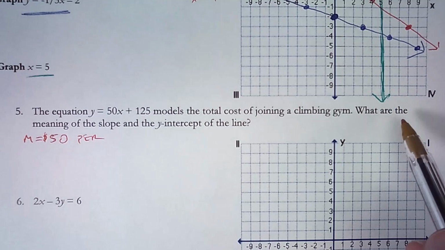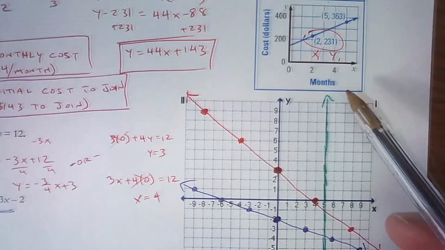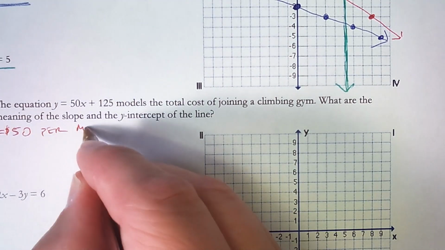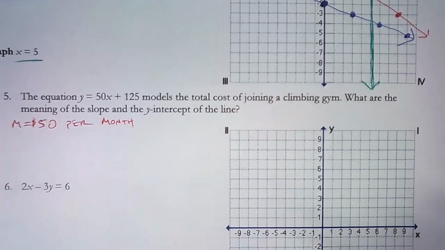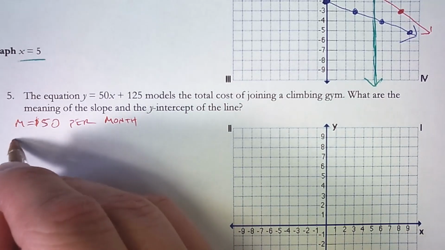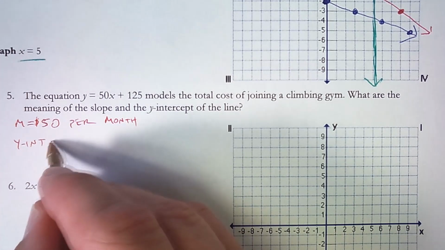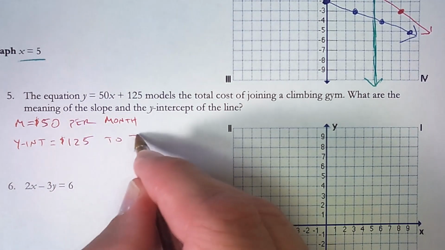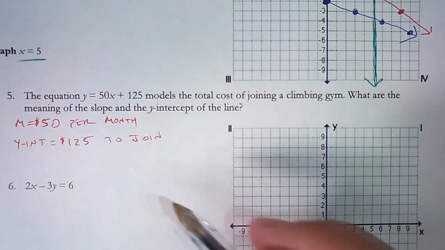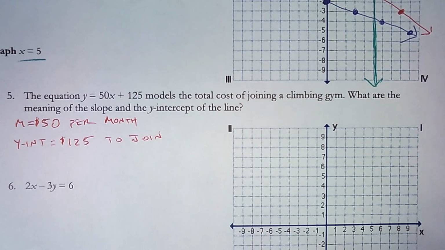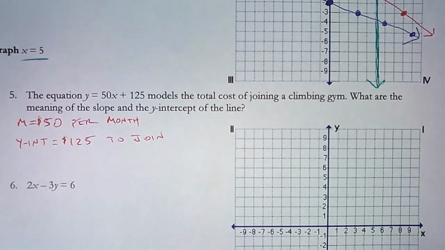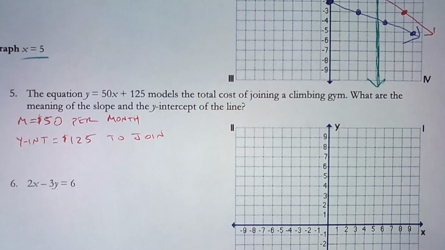per... Now, it doesn't say month or anything like that. Up here, it did say it was months. You can probably assume it's months. I'm just going to go ahead and assume per month. And the y-intercept tells me that it's $125 just to join. Okay, so they charge you $125 so they can do the paperwork, maybe give you a towel or a t-shirt or something. $125 to join, and then $50 per month.